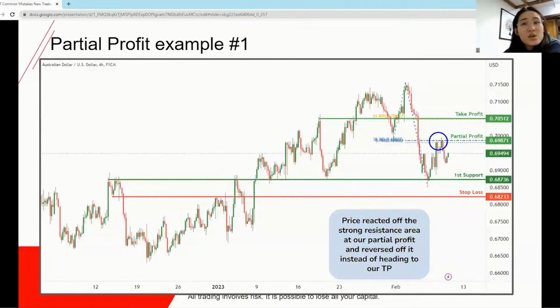You can see this is what happened in the end. Price really reversed off of our major confluence area because of the strong resistance area at our partial profit and reversed off it instead of heading towards our take profit.